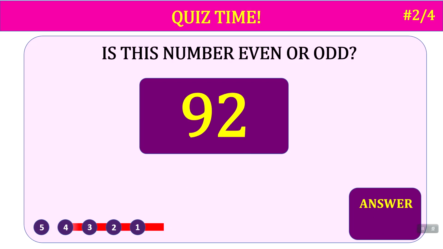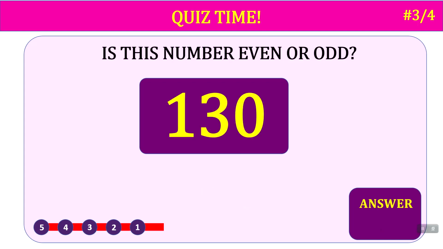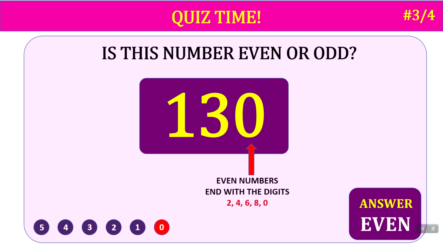Now number 2. 92. Time's up. 92 is even. The last digit is 2, and even numbers end with the digits 2, 4, 6, 8, or 0. Number 3. 130. Even though it's a bigger number, we look at the last digit, which is 0, and we know even numbers end with the digits 2, 4, 6, 8, or 0. So 130 is an even number.